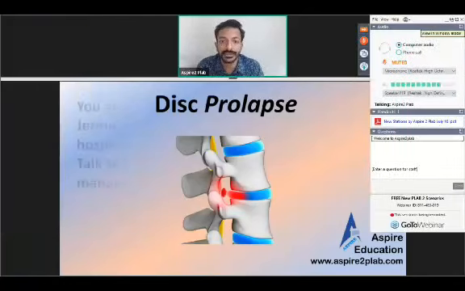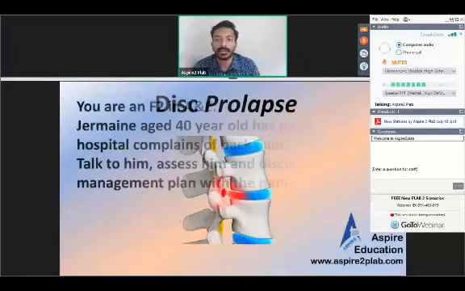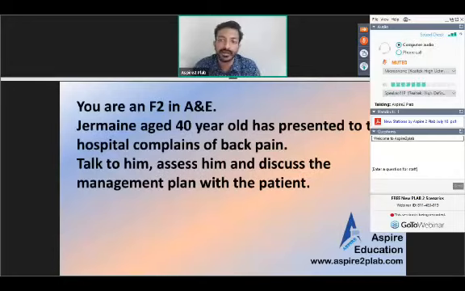Let's read the question first. You are in A&E. The patient is a 40-year-old male who has presented to the hospital complaining of back pain. Talk to him, assess and discuss the plan of management with the patient.